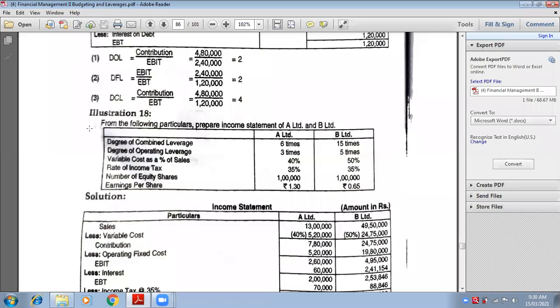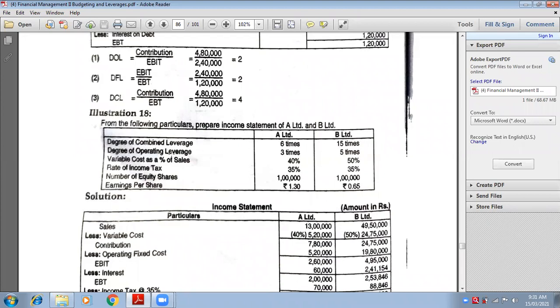Okay, see, this is the 18th question of leverage. From the following particulars, prepare the income statement of A Limited and B Limited. There are two companies, A Limited and B Limited, and we need to prepare the income statement. The degree of combined leverage is given as 6 times and 15 times.